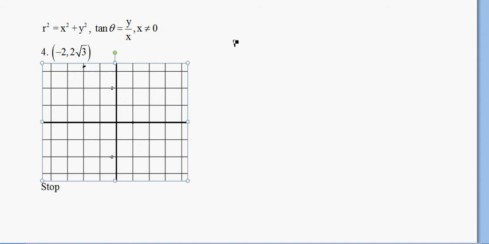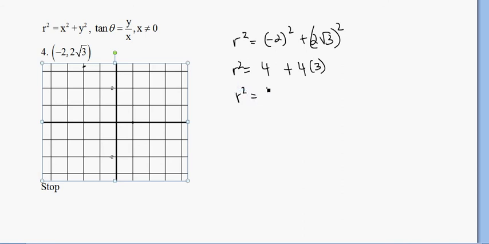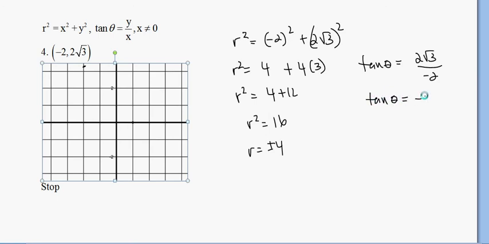So first we need to figure out the radius, which is going to be negative 2 squared plus 2 square roots of 3 squared. So r squared is equal to 4 plus 4 times 3. So r squared is going to be 4 plus 12. R squared is 16. R equals plus or minus 4. The tangent of theta is y over x, which is 2 radical 3 over negative 2. So tangent of theta is equal to negative radical 3. So that's going to be pi over 3 angles in the second and the fourth quadrant. So that's 2 pi over 3 and 5 pi over 3.